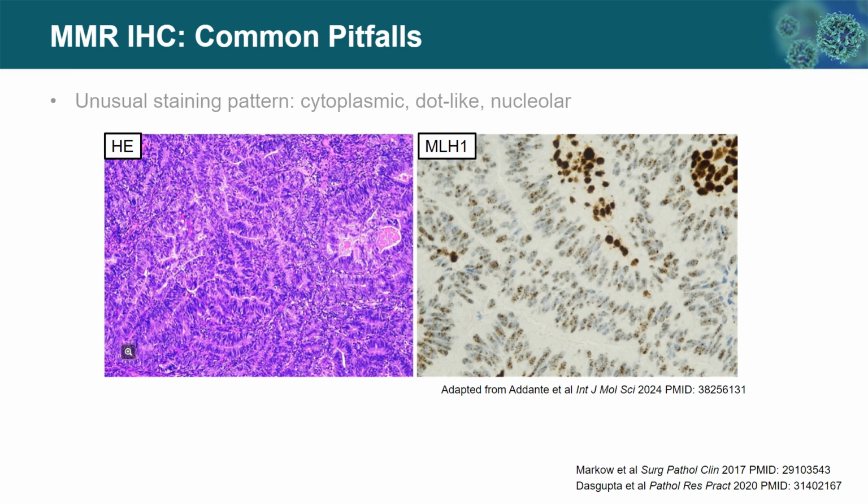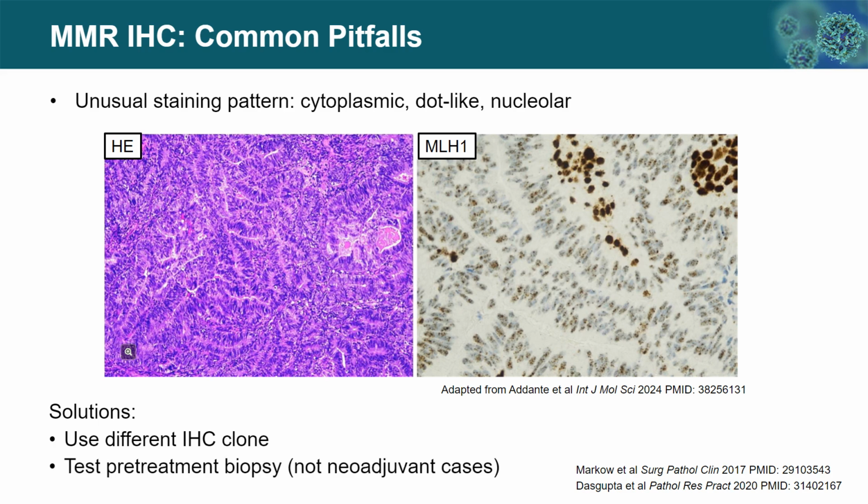Another common pitfall is seeing unusual staining patterns, such as cytoplasmic only, dot-like, or nucleolar pattern. To mitigate this problem, in some cases, one can use a different antibody clone in some settings. In other cases, testing pretreatment biopsies rather than neoadjuvant samples can resolve this problem.